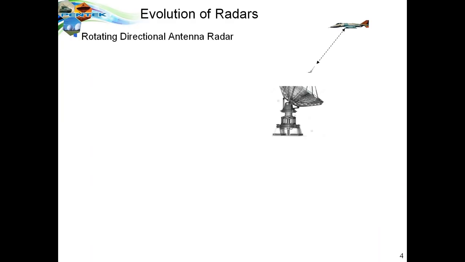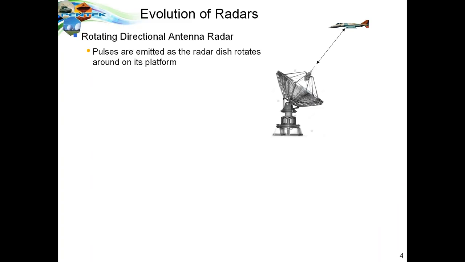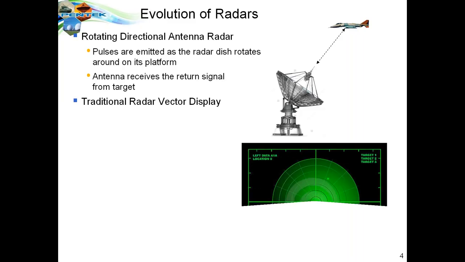Let's take a look at a radar system that most of you are familiar with, the rotating directional antenna radar. Here, pulses are emitted as the radar dish rotates 360 degrees around on its platform. The antenna receives the return signal from the target.